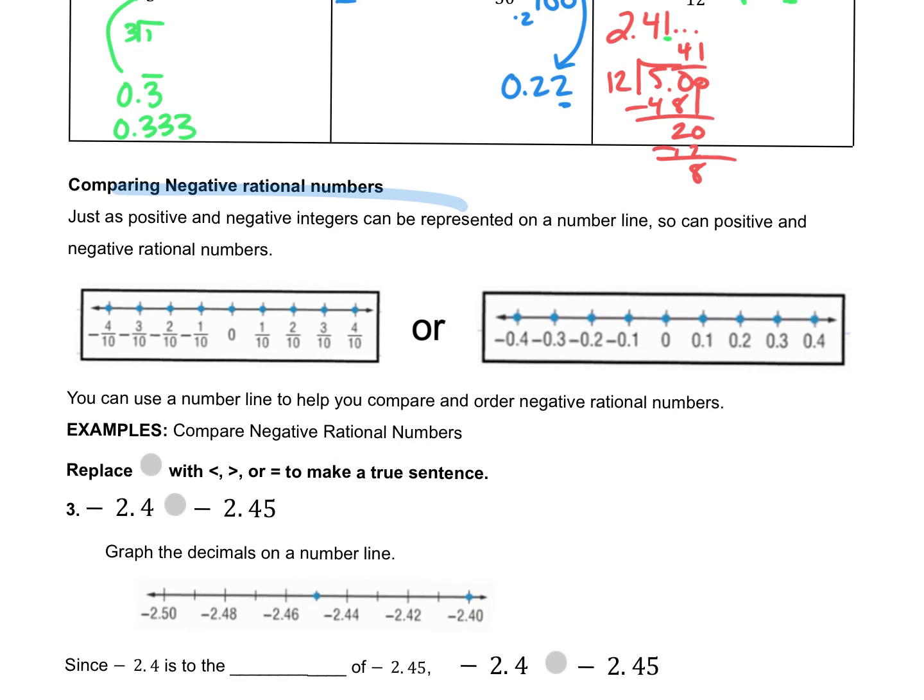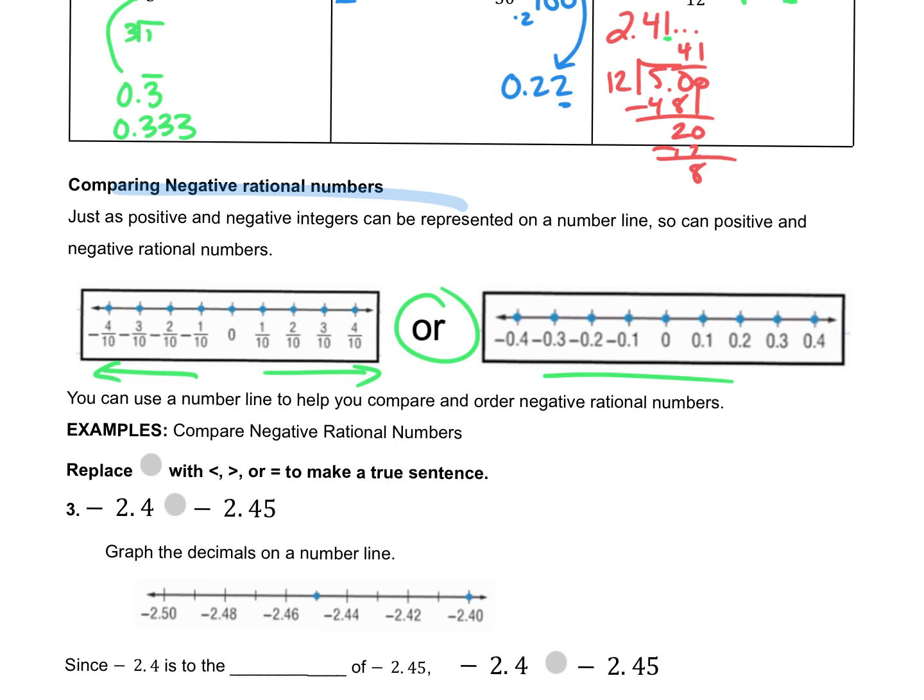So we know that we have numbers that are to the right of a number line, which are positive, and to the left, which are negative. Fractions are on a number line, decimals are on a number line, same concept. So we can use a number line to help us here.